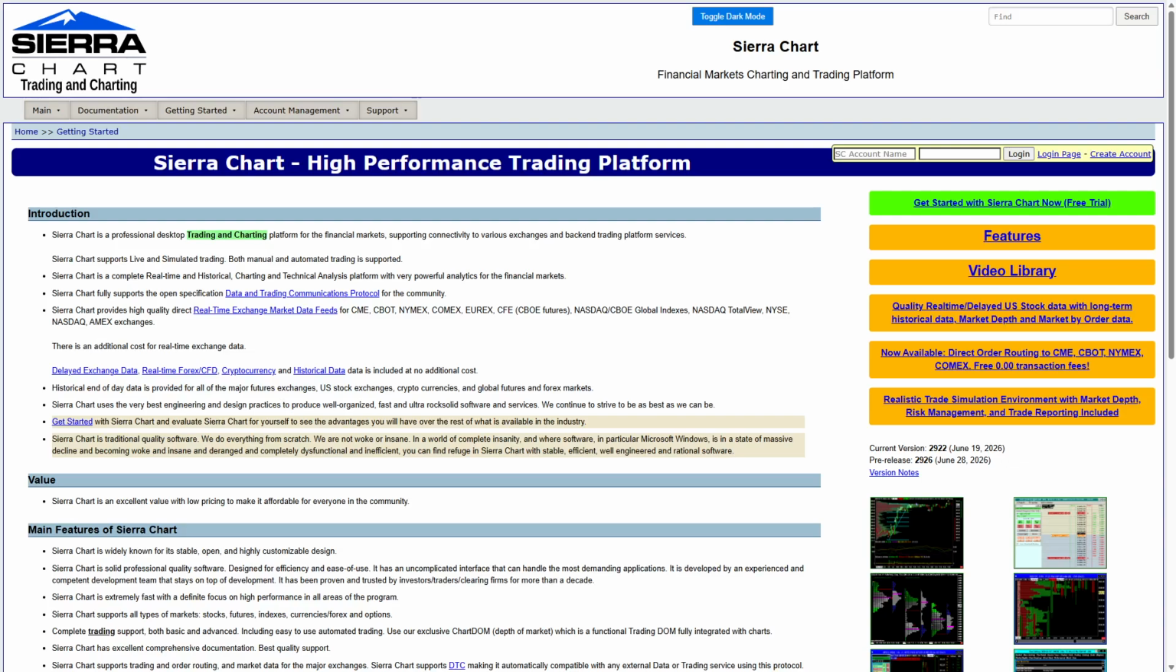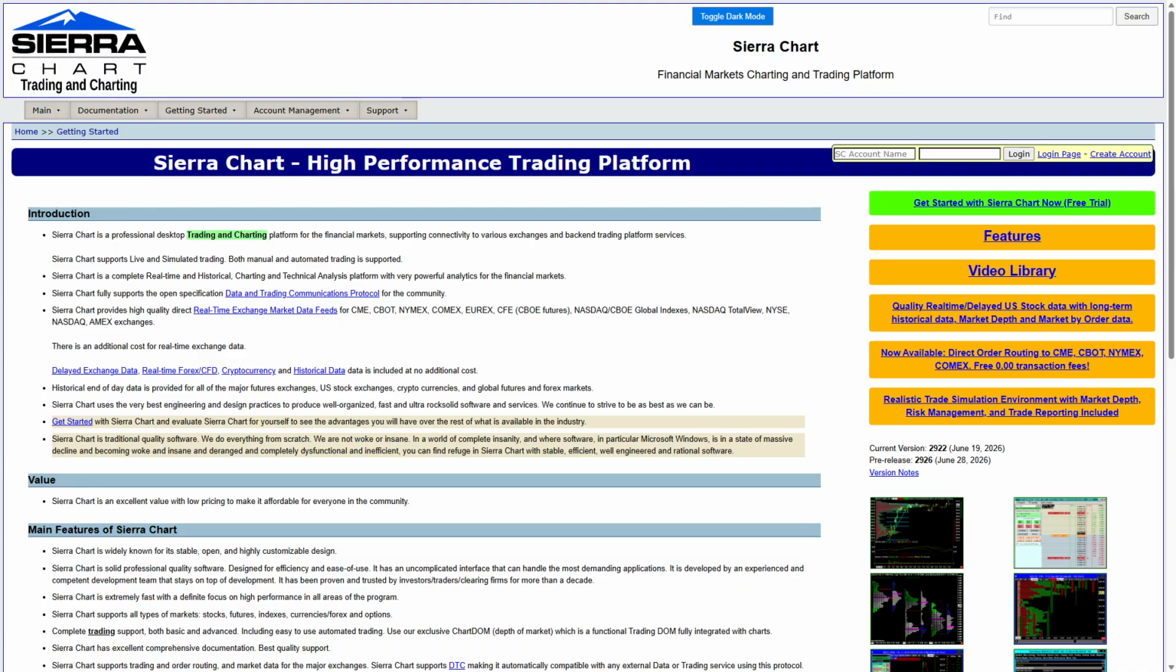Sierra Chart versus Jigsaw Trading. Which order flow platform wins? Choosing the right order flow platform can transform your trading precision without overwhelming complexity. We will look at Sierra Chart and Jigsaw Trading to see which suits your style best.